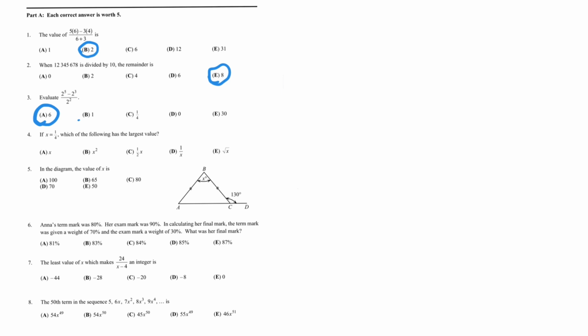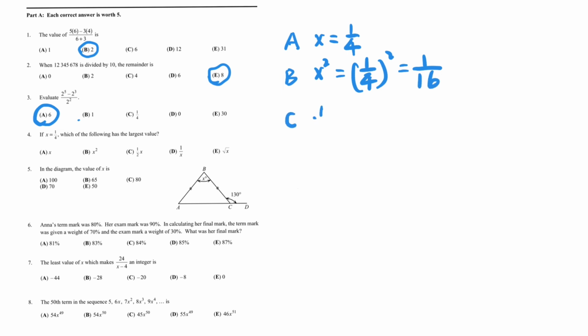Number 4. If x equals 1 over 4, which of the following has the largest value? A is x, so that's 1 over 4. B is x squared, that's (1 over 4) squared, which is 1 over 16. And C, 1 over 2x, means 1 over 2 times x, which is 1 over 4, so that's 1 over 8.